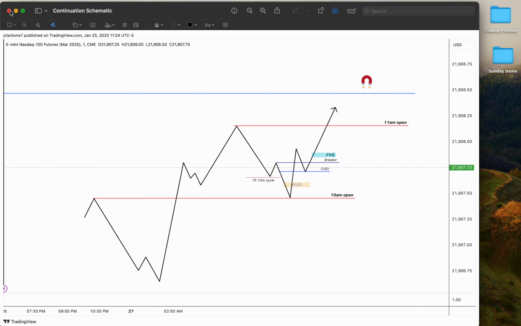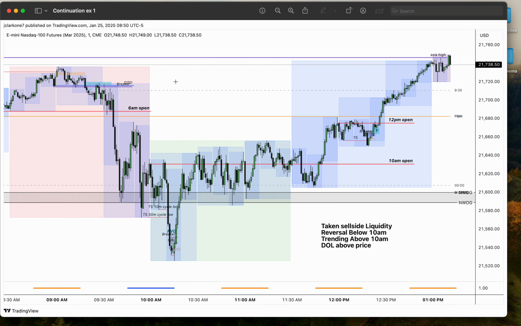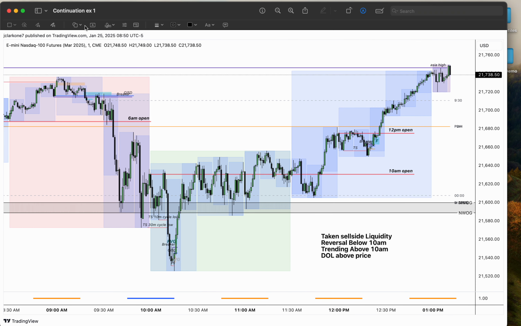So if we look at a couple models, look at a couple live examples. Let's do continuation example 1. So this was from earlier in the week. All right, so this is like a zoomed out version I wanted to show you. So we took sell side liquidity. We have a nice reversal below 10 a.m. that we could have gotten in there. And then we have price kind of trend, and then we trend above 10 a.m. And then we're at the 12 p.m. lunchtime open.